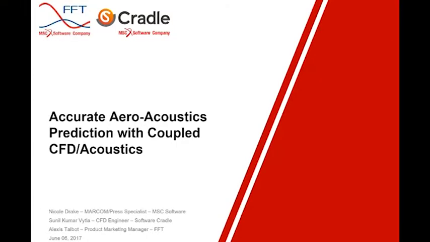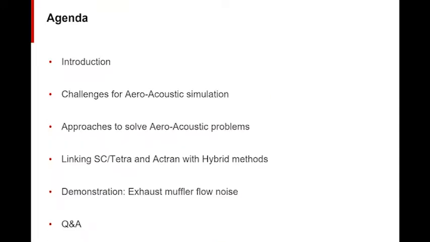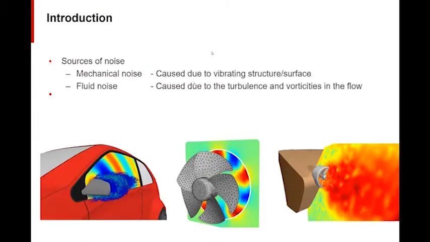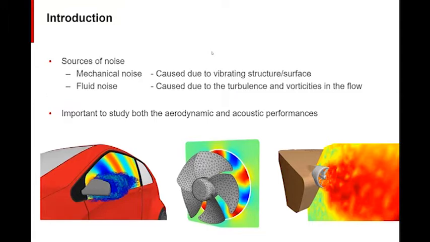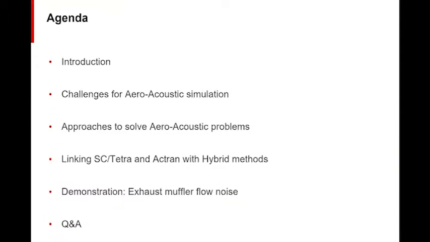There are two main sources of noise, namely the mechanical noise, which is also referred to as vibroacoustic noise, and as the name indicates, this is the noise generated by the vibrating structure. And the second main source of noise is the fluid noise, which is also called aeroacoustic noise. This is the noise generated by the turbulence in the flow. And for some applications, it's important to study both the aerodynamic and acoustic performance to improve the designs.